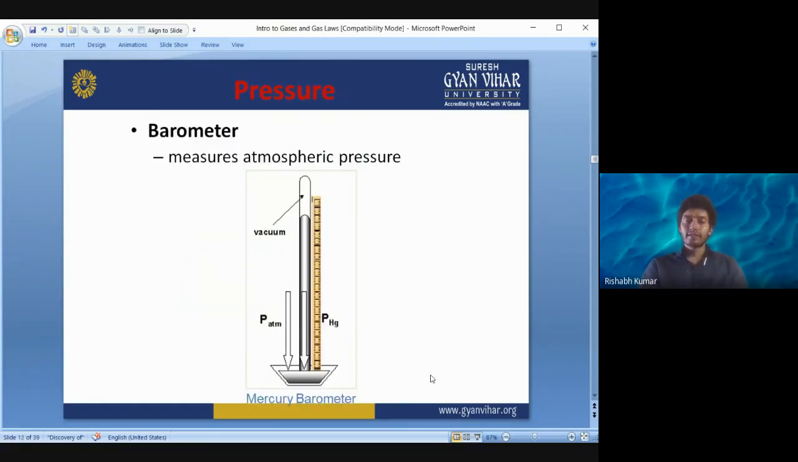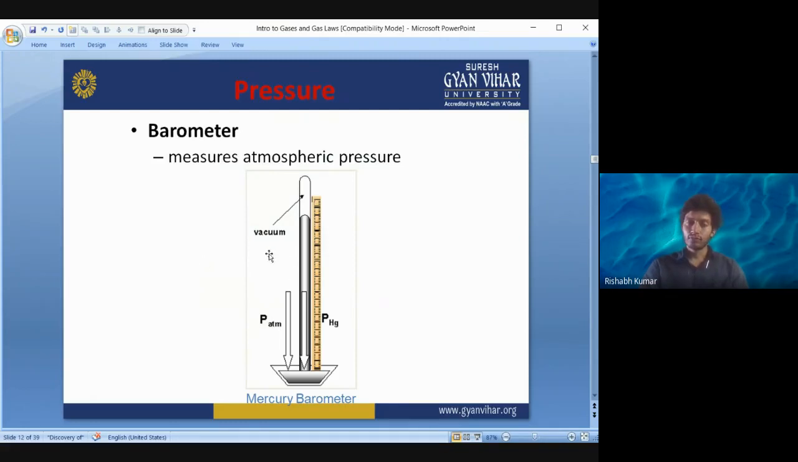So a barometer measures the atmospheric pressure. Okay, a barometer is a device that is used to measure the atmospheric pressure. Okay, in a mercury barometer, you can see in this tube mercury is filled and a scale is placed nearby to note the rise and decrease of this mercury column in this vacuum.